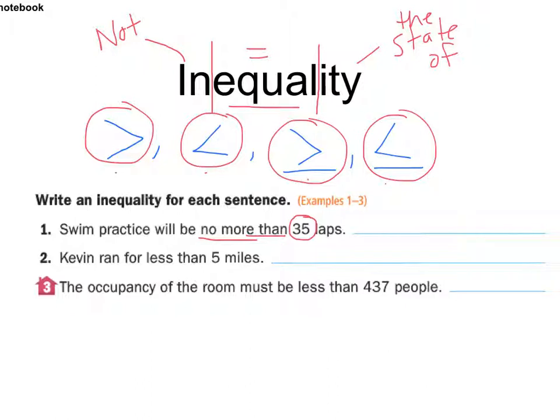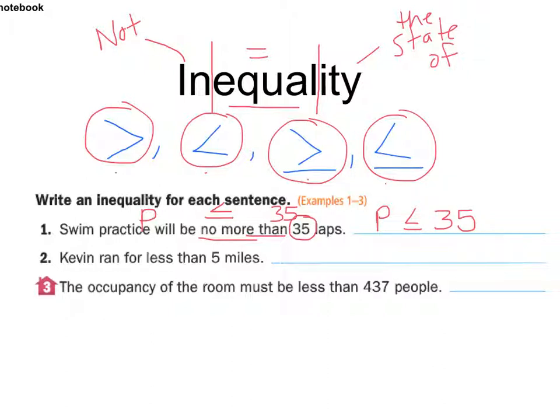So let's say that practice will be our variable p. We have our 35 and no more than. So we can actually be equal to the 35. However, the 35 is as large as we can get. So we're going to put our less than sign. So p has to be less than or equal to 35.